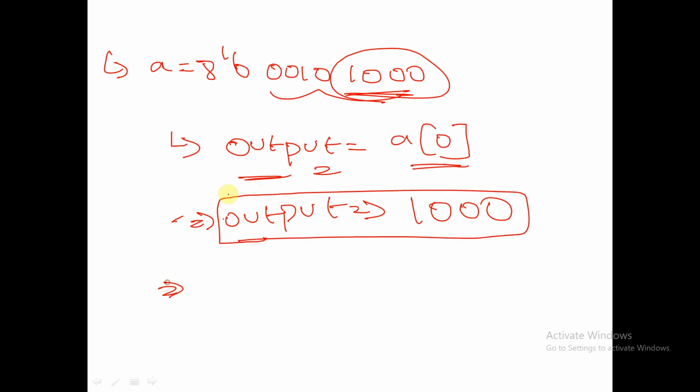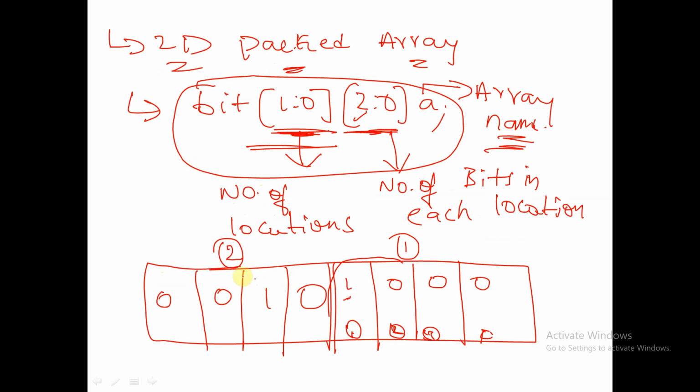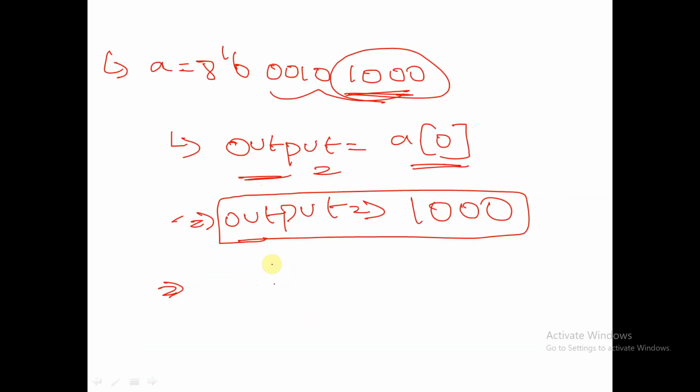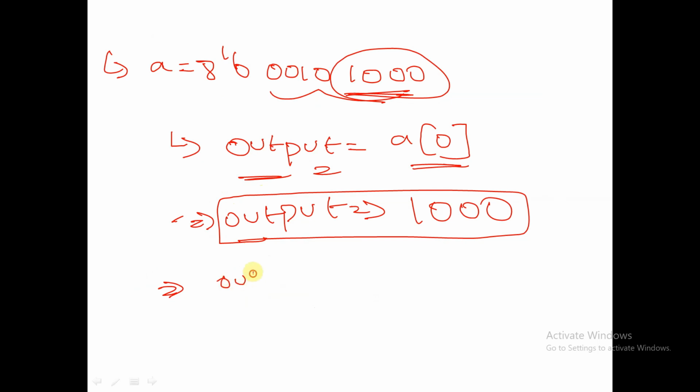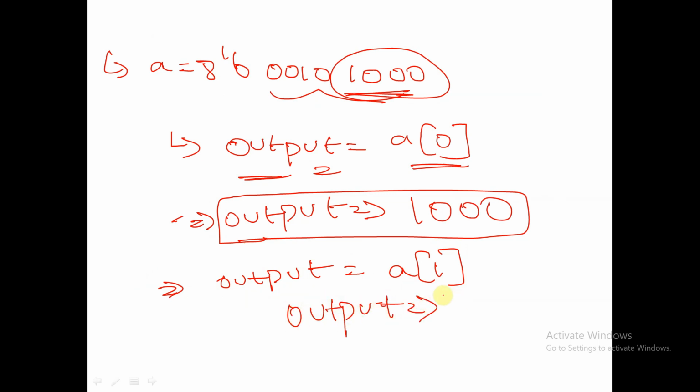And if we want to access this second location, which is containing 0010, then we will write output is equal to A of 1. Then our output will be equal to 0010.